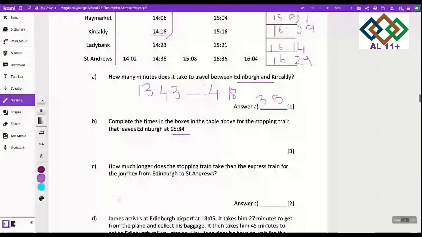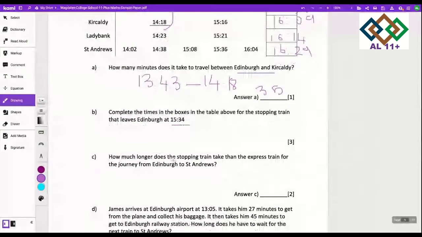Now they are asking how much longer the stopping train takes than the express train for the journey. As I told you, it was 55 minutes, and the other one takes 44 minutes. So you just have to subtract that and you'll see it'll be 11 minutes.